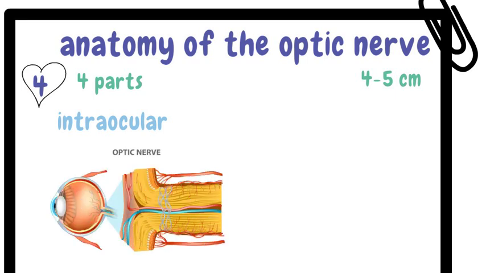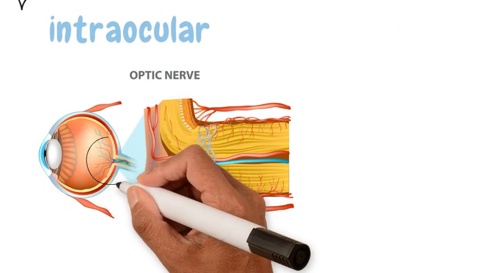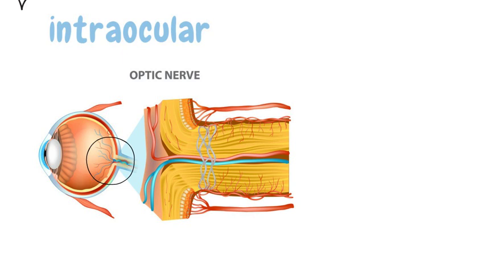First, it is the intraocular part. The intraocular part is the part of the optic nerve that we see when we examine the fundus: the optic nerve head. It is the shortest part, being 1 millimeter deep and approximately 1.5 millimeters in vertical diameter. And as we know, it's called the optic disc.